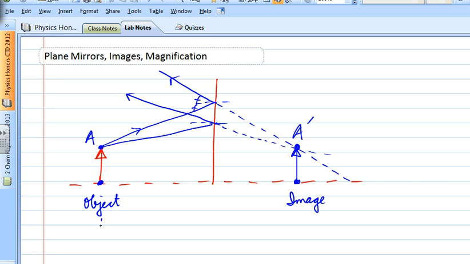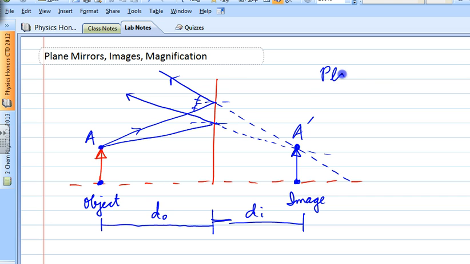Now what we do is we define the object distance as the distance between the object and the mirror. And then we define the image distance, di, as the distance from the image to the mirror. And actually, I didn't do that quite even. That's better. Now, there are a couple of properties of plane mirrors that we should be aware of.